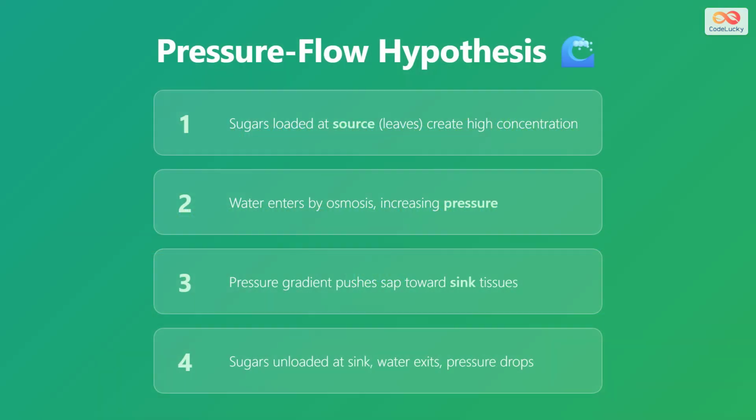The pressure flow hypothesis explains how sugars actually move through phloem. The process works in 4 steps. First, at the source, such as a leaf, sugars are actively loaded into the sieve tubes, creating a high concentration of sugar. Second, this high sugar concentration causes water to enter the sieve tubes by osmosis, increasing the pressure inside. Third, this increased pressure at the source pushes the sugar-rich sap toward the sink tissues where pressure is lower. Fourth, at the sink, sugars are unloaded and used or stored, water exits the phloem, and pressure drops. This pressure difference drives the continuous flow of nutrients.